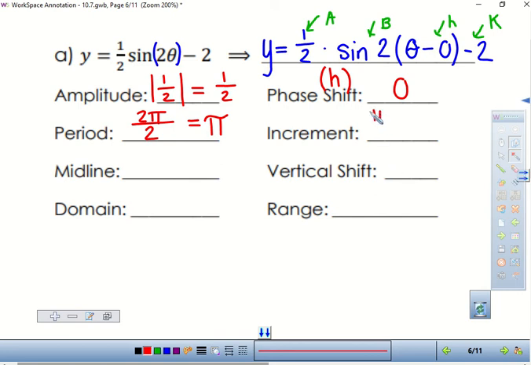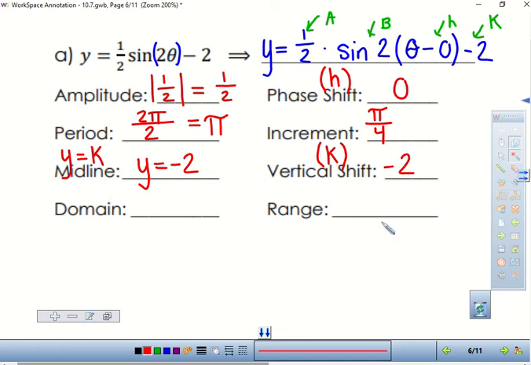And its increment is pi over 4. It's its period divided by 4. So increment means every pi over 4 units, this graph is going to have a critical move. I'll talk about how that appears on the graph. The midline is y equals k, and vertical shift is just whatever k is. We like to wait on domain and range until we get a better view of our graph.